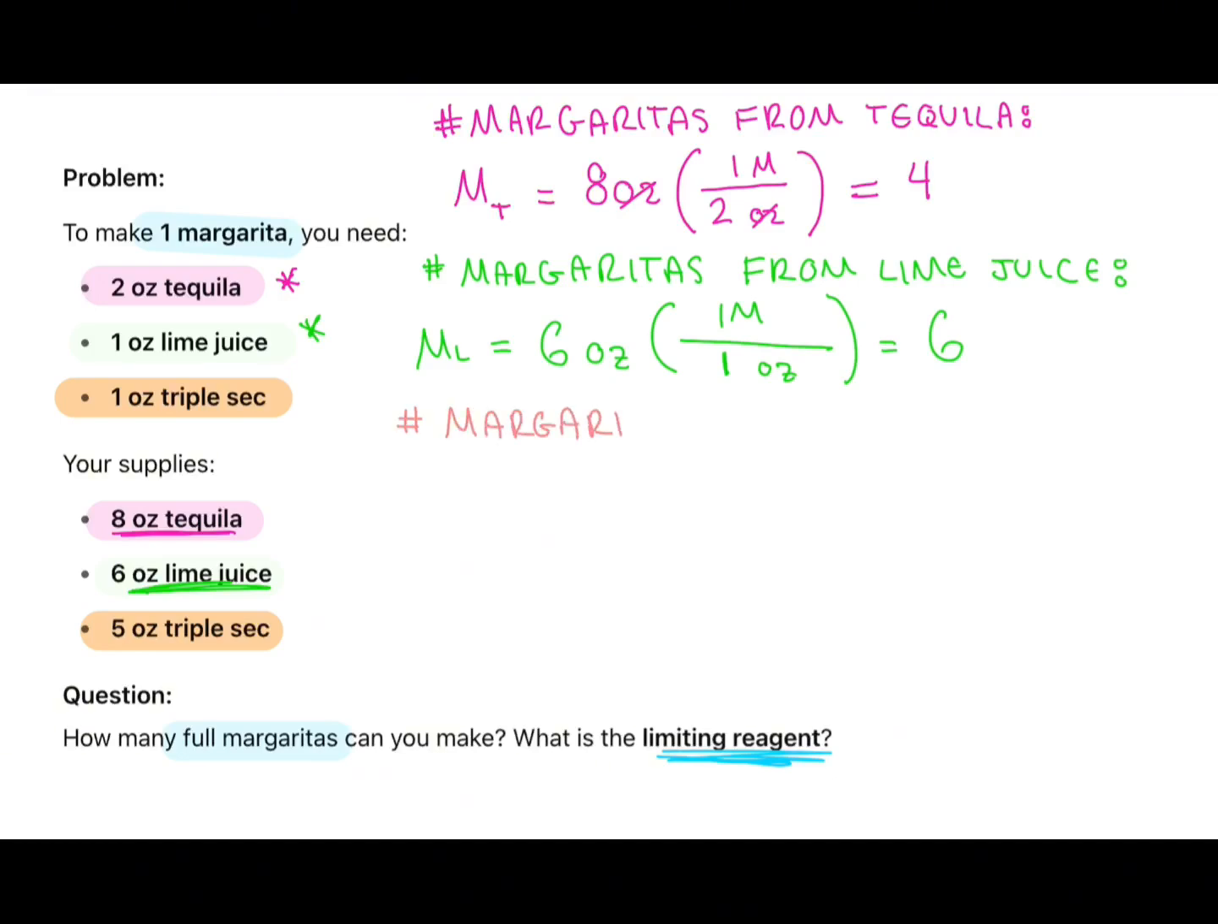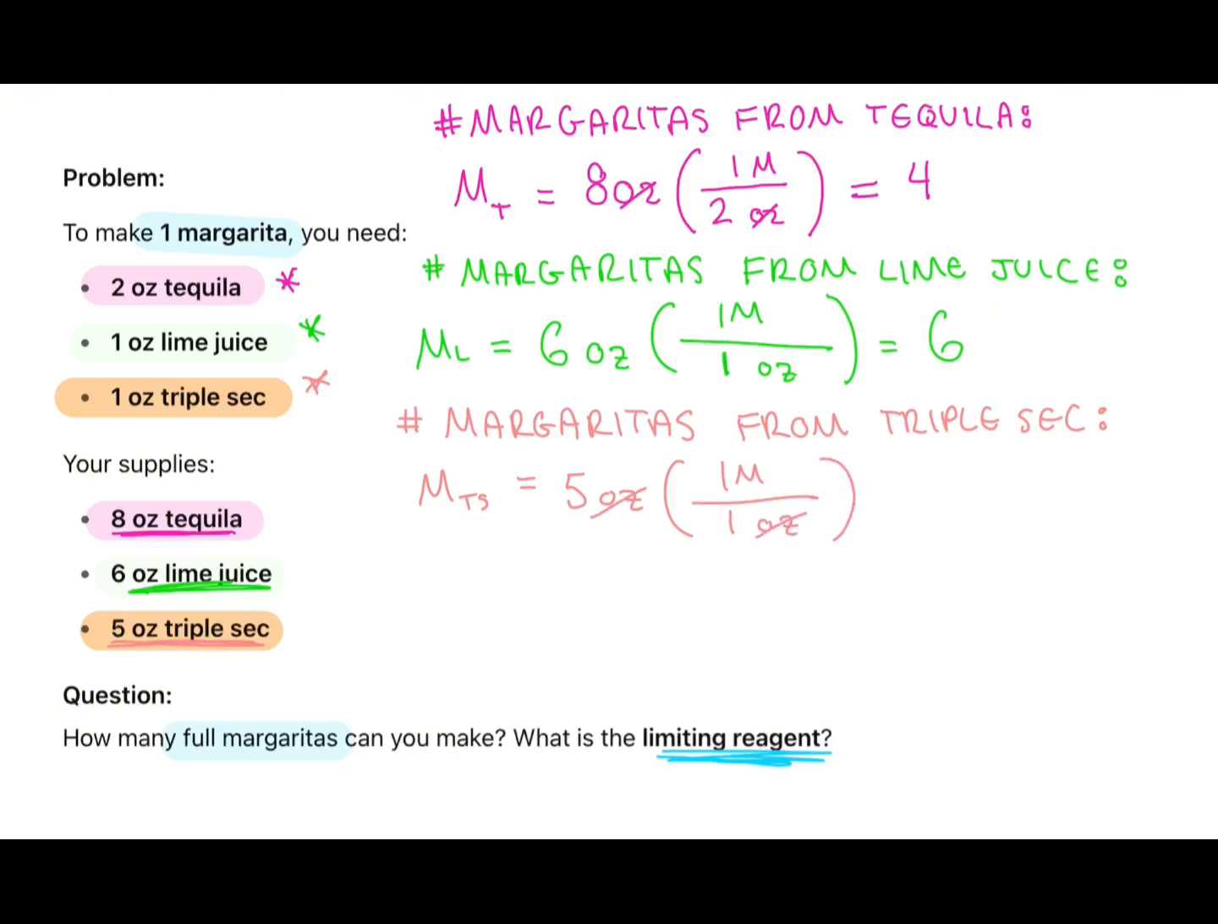Lastly, we need to figure out how many we can make with 5 ounces of triple sec. And same process again, take 5 ounces of triple sec and multiply it by the recipe ratio, which is given by 1 ounce of triple sec for 1 margarita, with the ounces going on the bottom so they cancel.